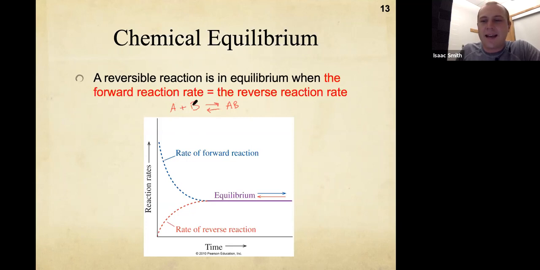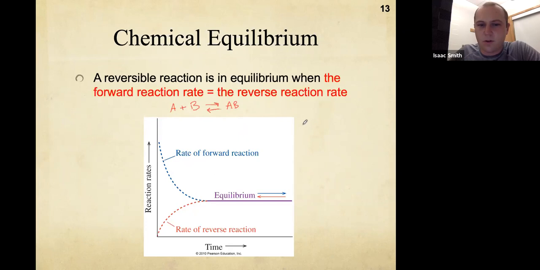So if you add A and add B, the only reaction that's going to happen is A and B convert into AB, because at the beginning of this reaction, there is no AB initially, right? So this red line shows the rate of the reverse reaction. At the beginning of the reaction, that rate is 0 because there is no product to go in the reverse direction. But as you create product, that rate starts to go up, right? As the concentration of AB goes up, the rate of reaction in the reverse direction goes up, okay?